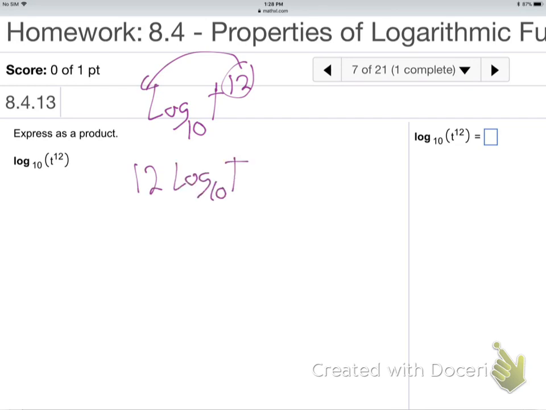Why do they say the words express as a product? What does that mean? Product is multiplication. I made it 12 times, didn't I? Power became product. Power became multiplication, didn't it? Everybody good there? So there we go. Powers drop down to the front. That's actually the most important property of the log, number 3, even though it's the simplest.